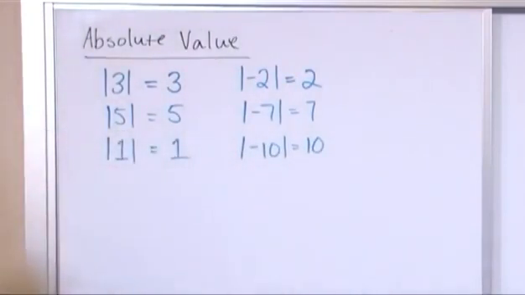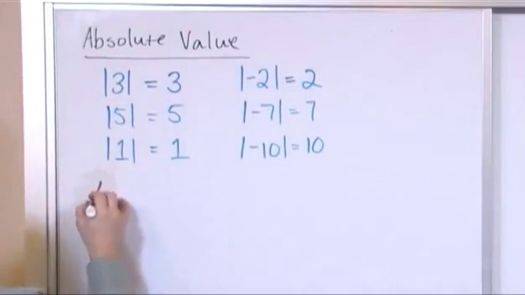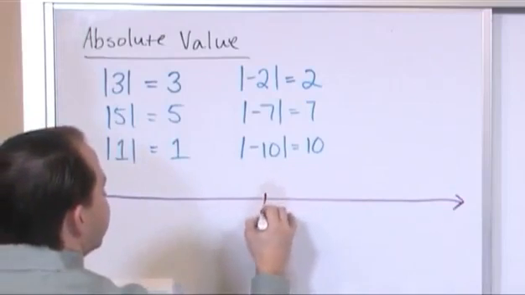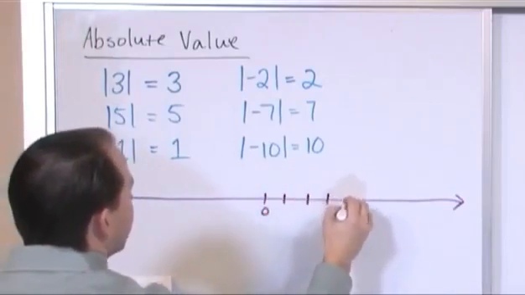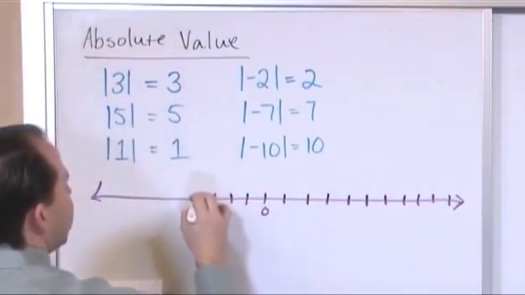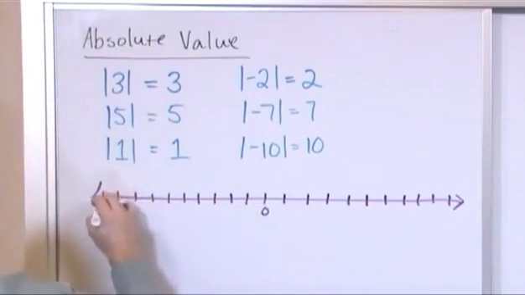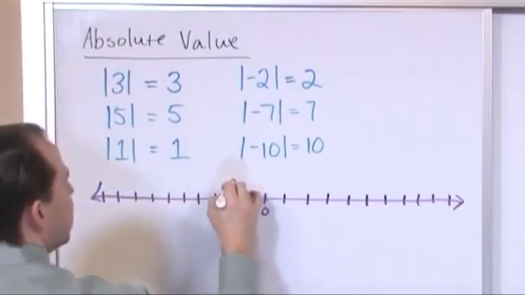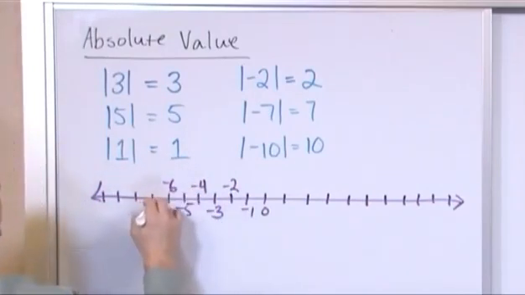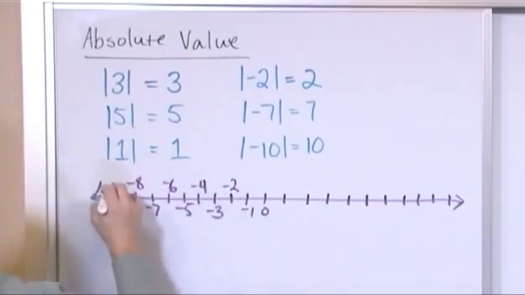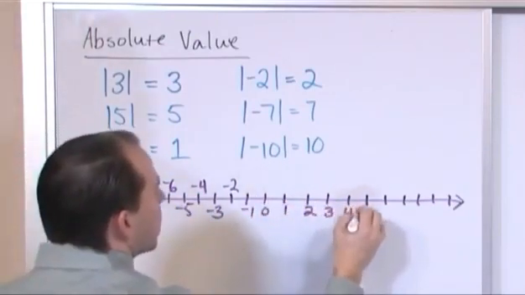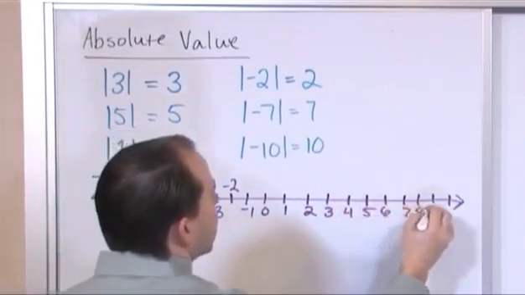Why would we care about that? Well, if you look at a number line, which we did a lot in the last section, so this is 0, this is 1, 2, 3, 4, 5, 6, 7, 8, 9, 10. This is -1, -2, -3, -4, -5, -6, -7, -8, -9, -10. Let me take a minute to label it, and then over here we can just do it down below.